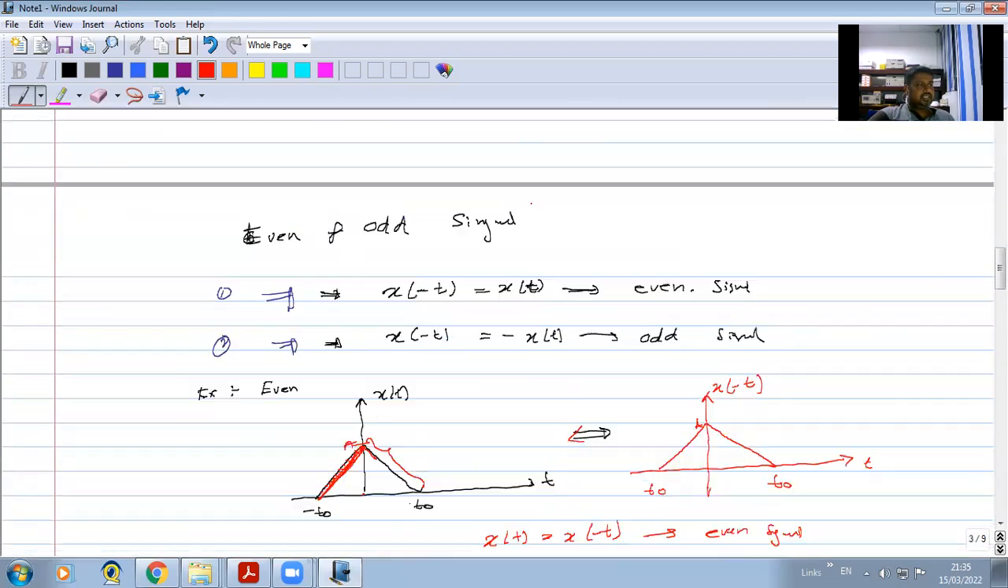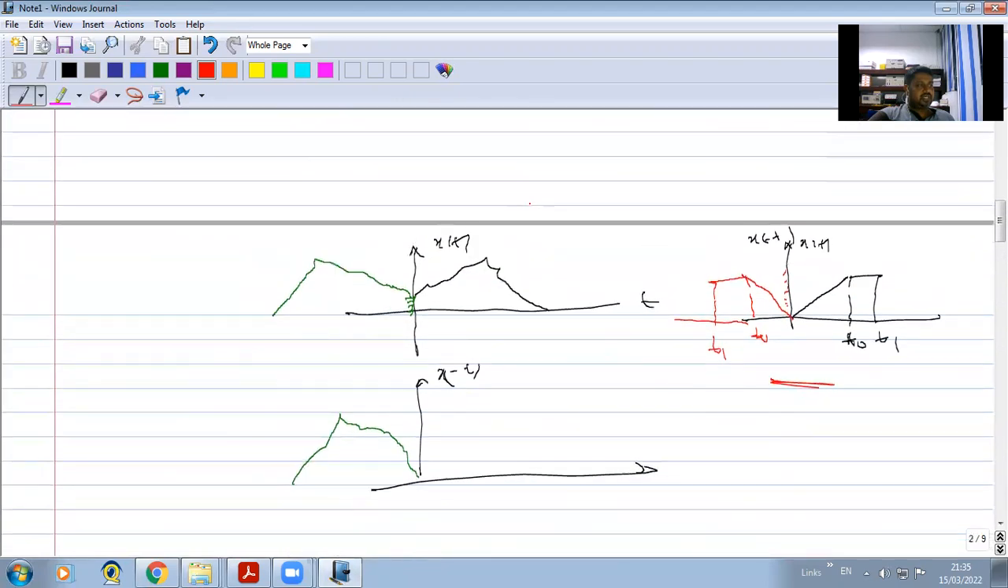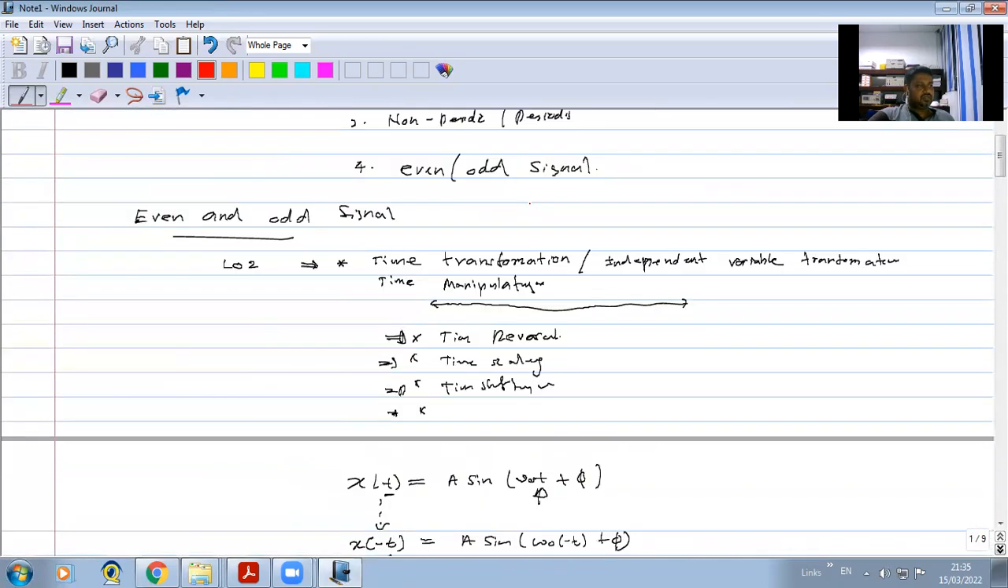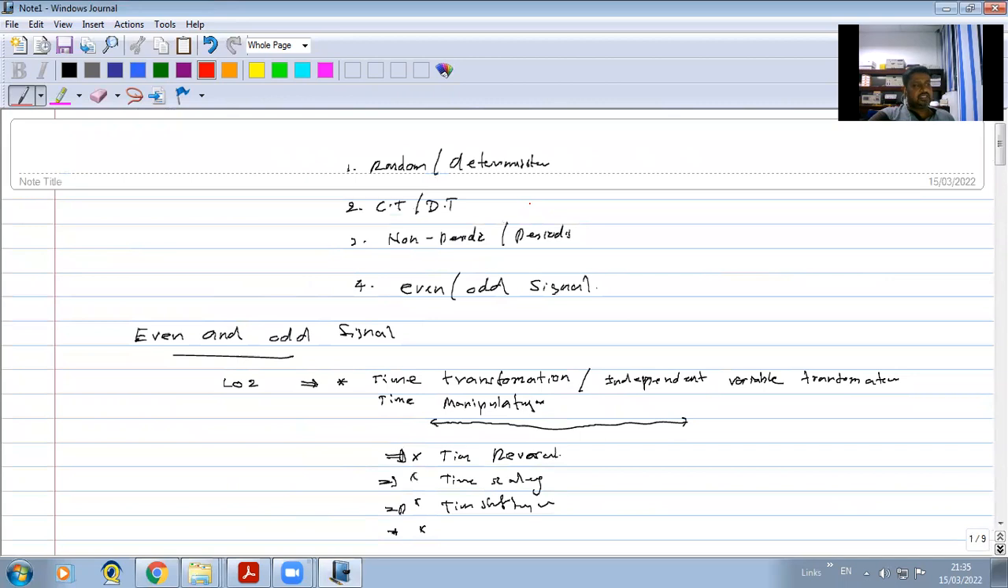So under signal classification, finally we have learned three types of signals, that is random and deterministic, continuous time and discrete time, non-periodic and periodic. Now today we have learned even and odd signals. Okay. So thank you.